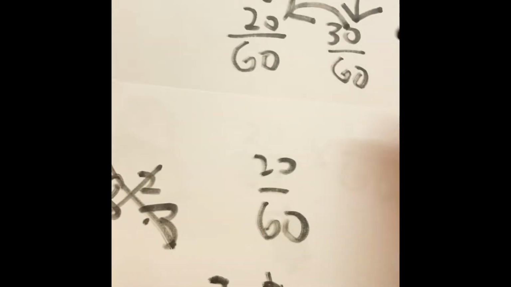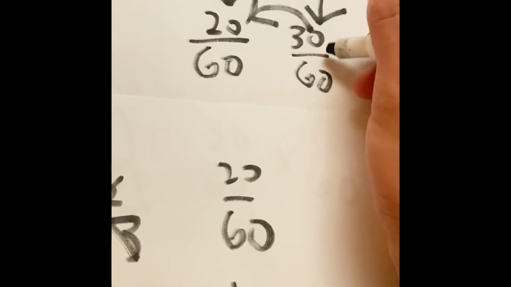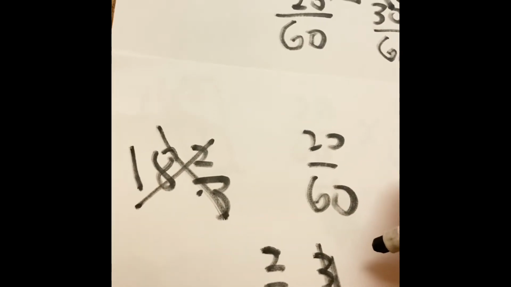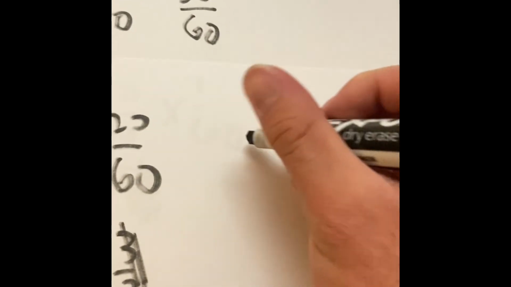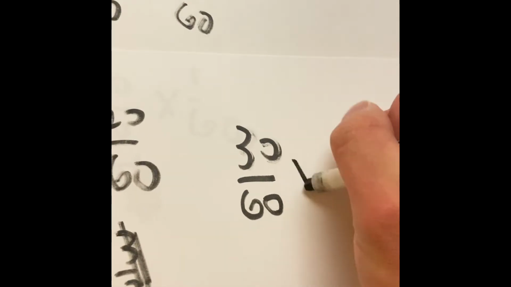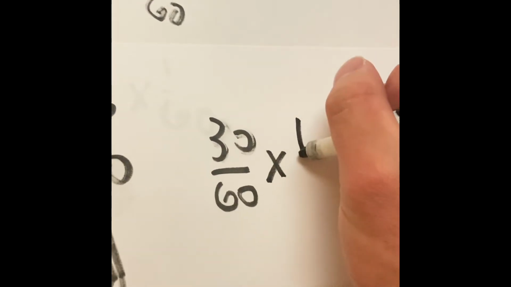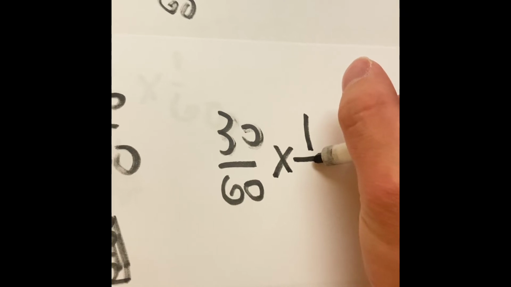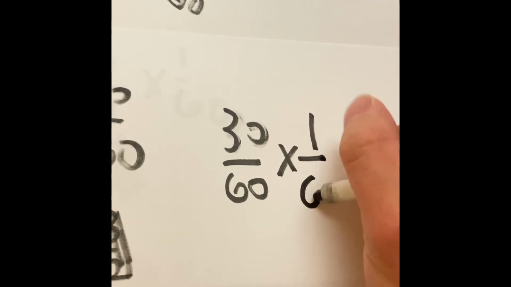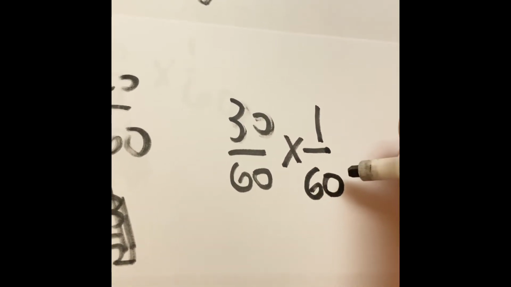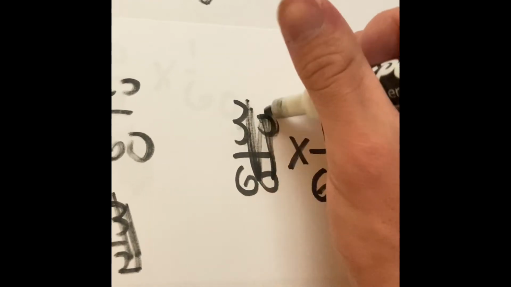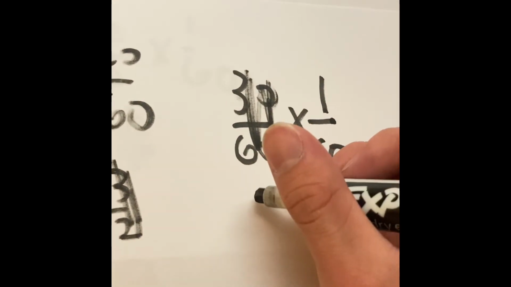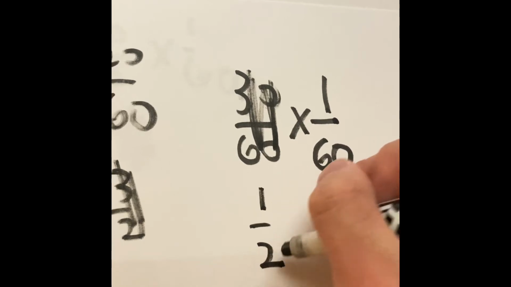So we have to do something about that 30 over 60. That 20 over 60 is okay, because it's already in minutes. But we have to put 30 over 60 on the bottom. So here's 30 over 60. We have to multiply by 1 minute, which is 60 seconds. However, this has to be simplified. We have to change it to 1 over 2.